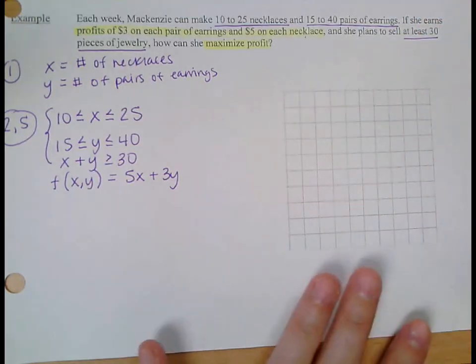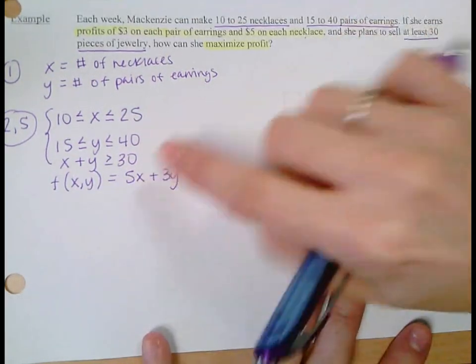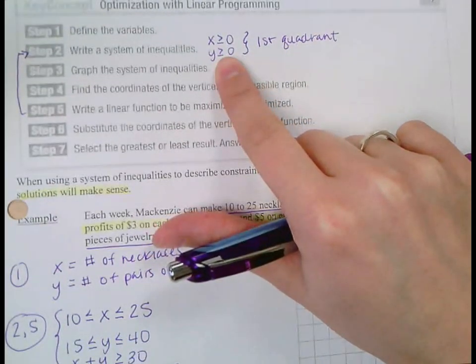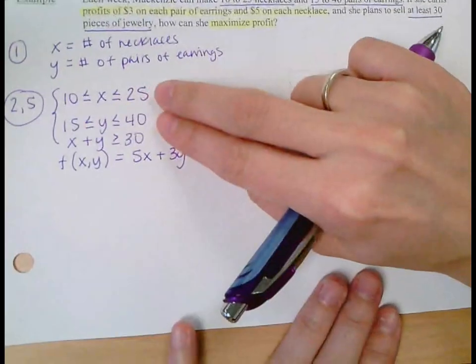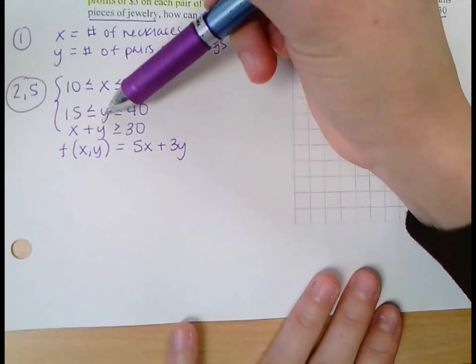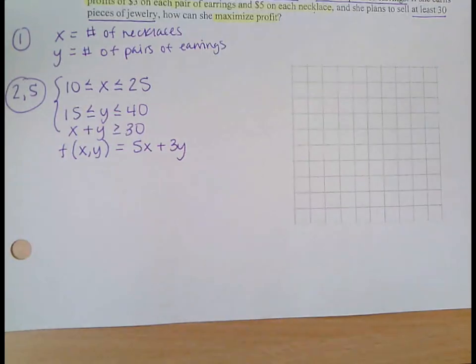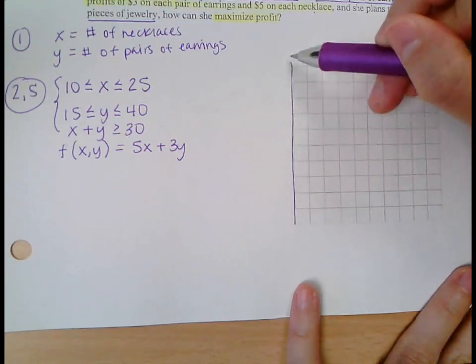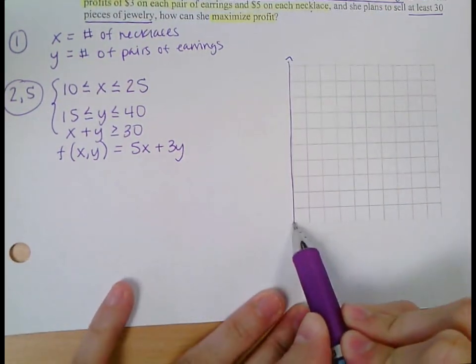Also, I do want to point out in this specific example, we do not have to include that x and y are both greater than or equal to 0 because that's already implied here. If x is greater than or equal to 10 and y is greater than or equal to 15, we know they're greater than or equal to 0, so we don't have to include them with this one. So I'm just going to draw in my two axes.